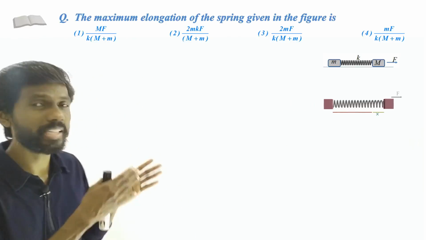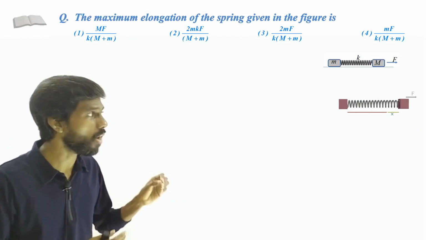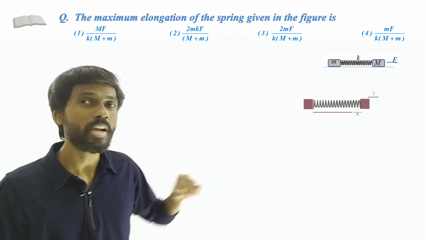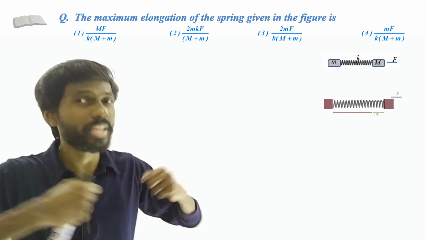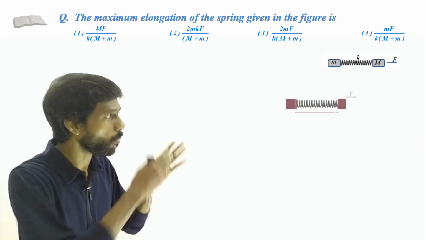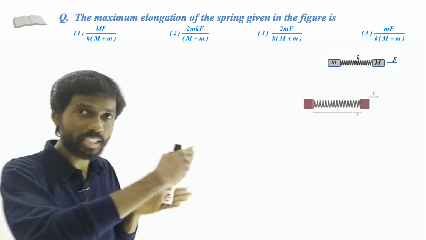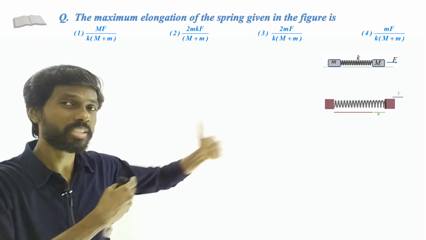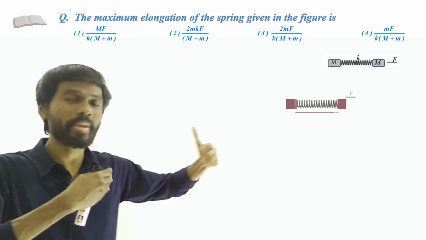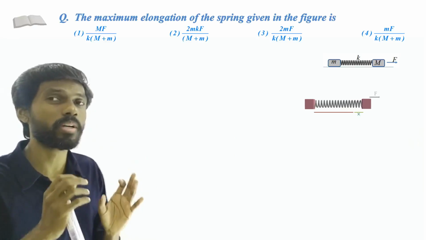Now we have to find the maximum elongation. Initially the spring is unstretched and the initial velocity is 0. Now the force F starts acting on that block. When the maximum elongation happens, at that point of time, both the blocks move with the same velocity. If it is increased further, the velocities will be different. So the maximum extension is when both the blocks move with the same velocity. That is what we are going to use.